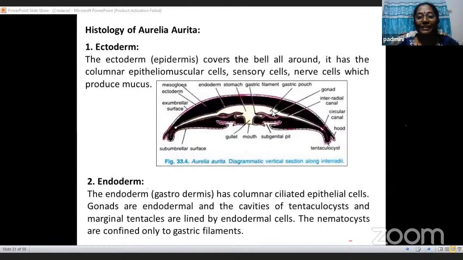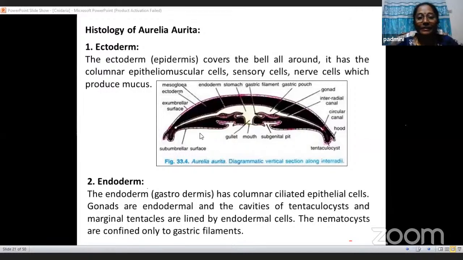And this is a gastric pouch. The gastric pouch is where all the digested food is stored in the form of fat and starch. And they have these gonads, the horseshoe shaped gonads that we saw, inside. Then this is an interradial, the cross is an interradial. Then you have the circular canal; the whole umbrella has a circular canal because it has to be interconnected. And you have a hood over there, the lappets, which enclose the tentaculocysts in between. So that's a hood over there.